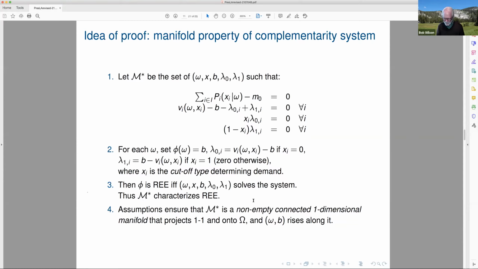And to get the properties like existence and monotonicity is this proof that this is a non-empty connected one-dimensional manifold. So you can exploit these manifold properties. In particular, being a manifold in its construction, it projects one-to-one and onto the state variable. Both the state is rising along that manifold and also the clearing price, which we could have called P instead of B there, because we think of it in terms of the price in the Walrasian system. Okay, so these manifold properties are exploited in all of this technology.